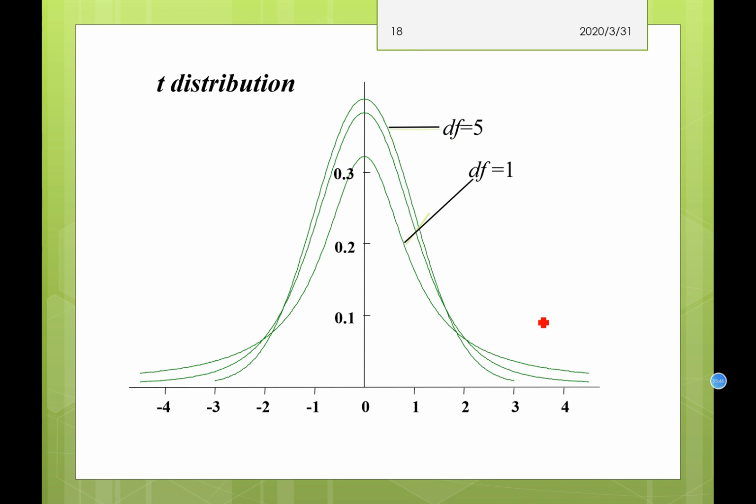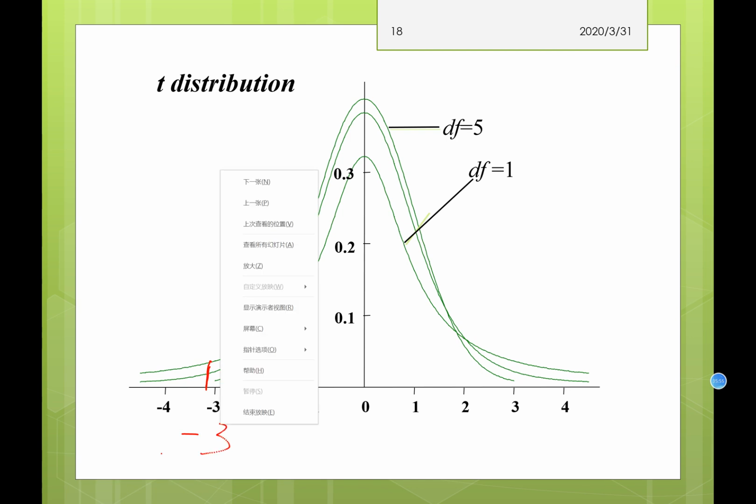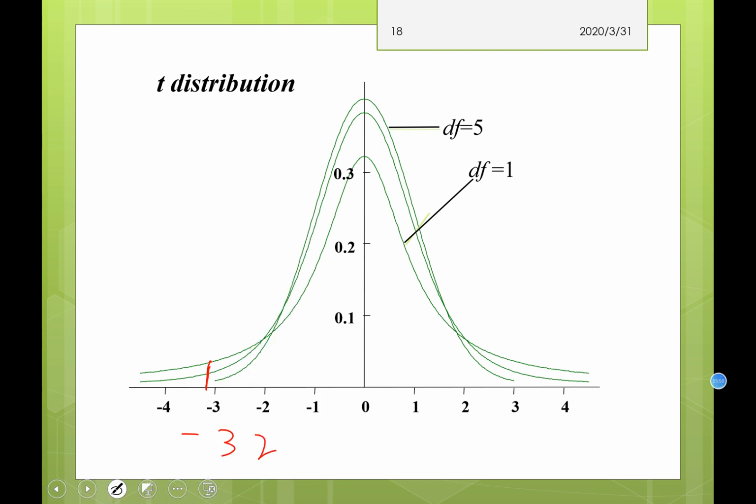So here, let's think about it. When t equals a negative number, for example, negative 3.2, and when we are talking about the area under the curve, actually we mean the area of the tail. So this part, that means the part when t is less than negative 3.2. And the area of this part is actually the probability.